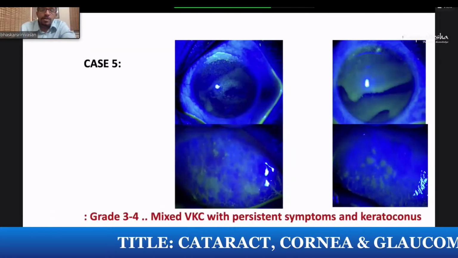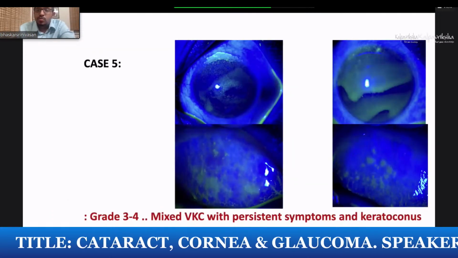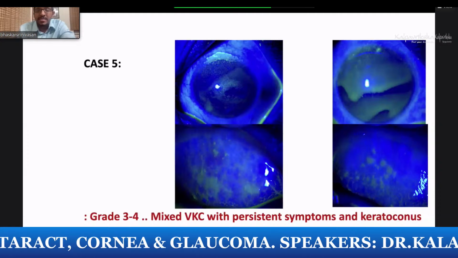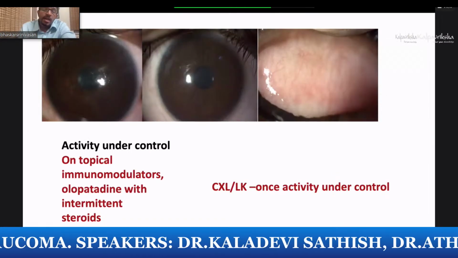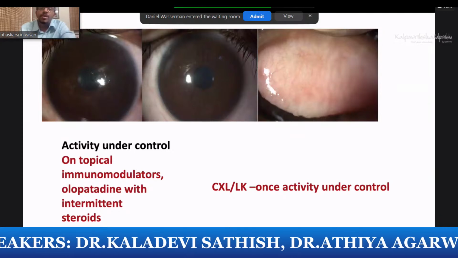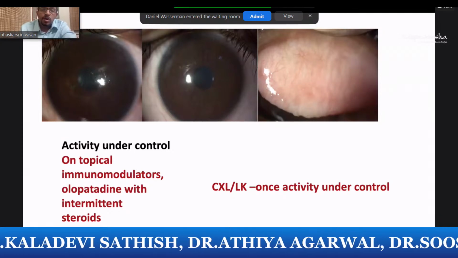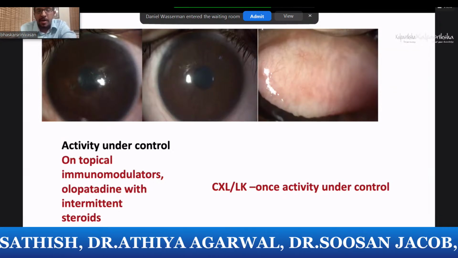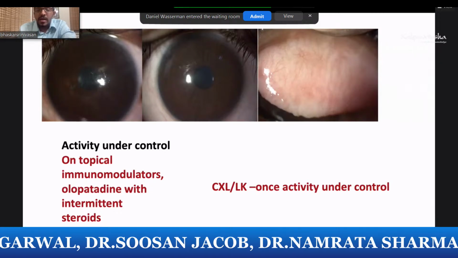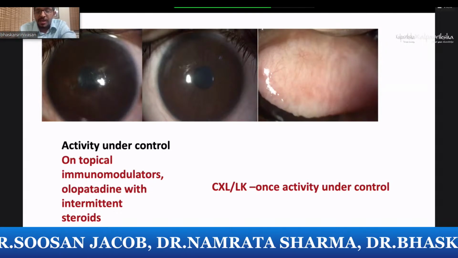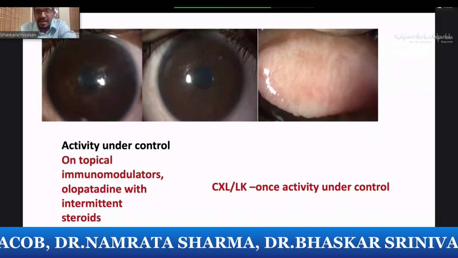So this is again a patient who was diagnosed with severe vernal keratoconjunctivitis and also had keratoconus. Obviously, if you have a patient with VKC with keratoconus, before you do a cross linking, you will need to control the disease process. He was put on topical immunomodulators, olopatadine, intermittent steroids, and once the disease was under reasonable control, you can go ahead with cross linking, or if it's a severe disease, you could go ahead with LK, as the case may be.